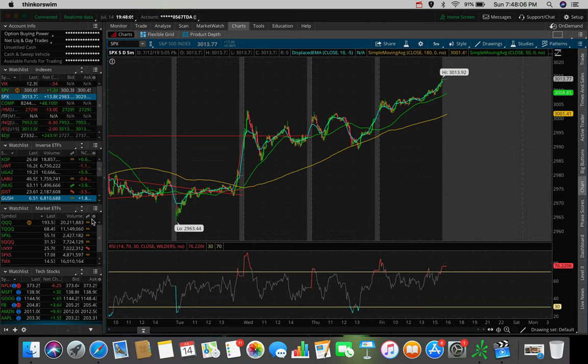So the past couple of days, guys, the S&P, and I'm sure a lot of you already know this if you were paying attention to the markets, the S&P has been hitting all-time high after all-time high after all-time high. This past Friday, we actually had a very nice swing up here, and we closed at a new all-time high at $3,013.92.